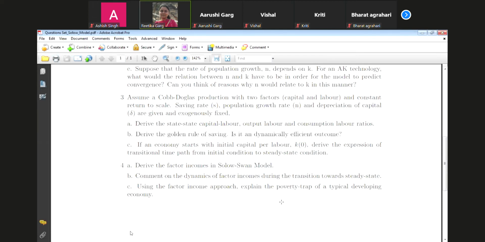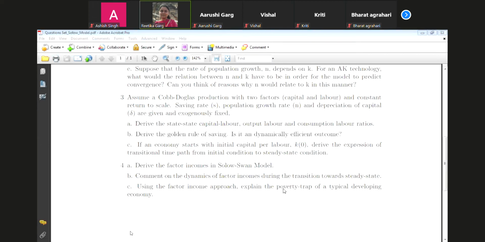So the poverty trap model, I've just discussed this with you. The basic crucial assumption that is giving rise to the poverty trap is the existence of increasing returns to scale in the interim. There is some portion of capital labor ratio where you do get increasing returns to scale. And that is a crucial assumption that gives rise to the poverty trap.